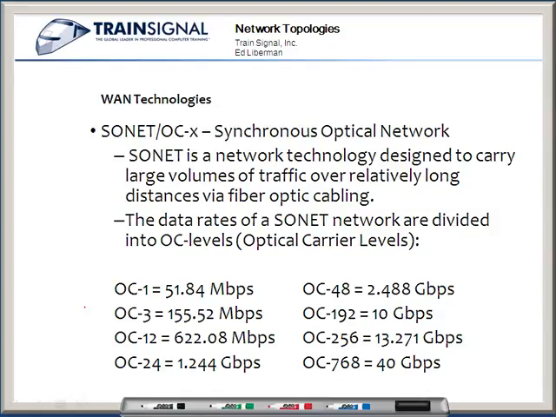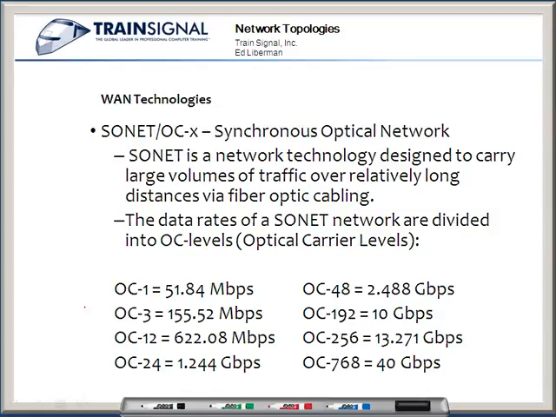Now, I will tell you, besides the fact that it's done over fiber and it's very fast over long distances and all that good stuff, it's also typically done in the form of a ring. You may have heard the term SONET ring, and it's actually a form of dual ring so that you can have fault tolerance and very high speed throughput.